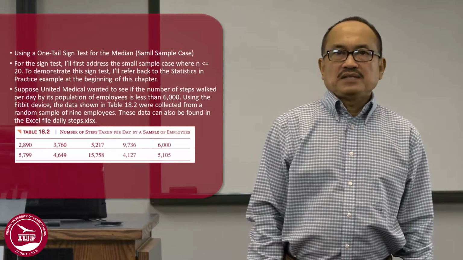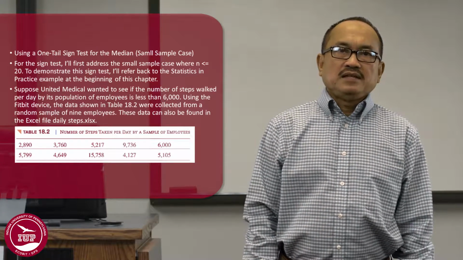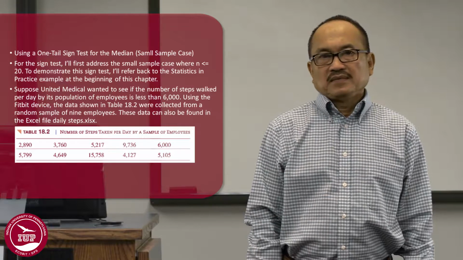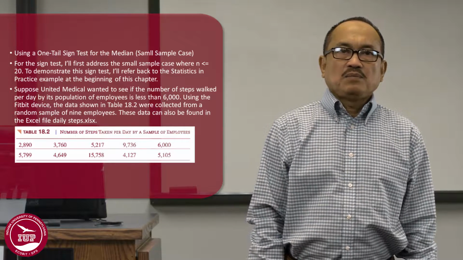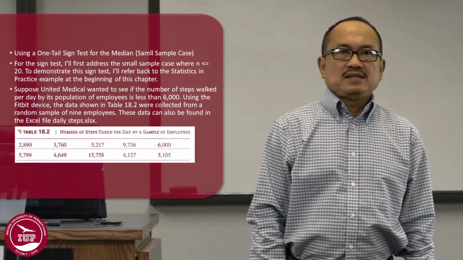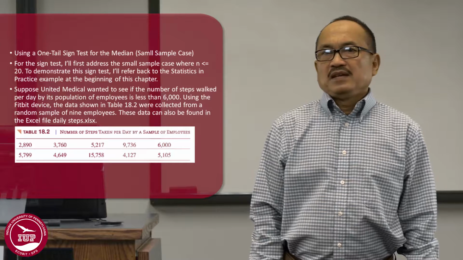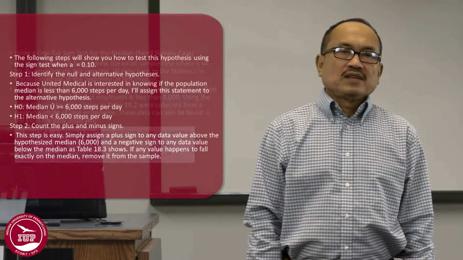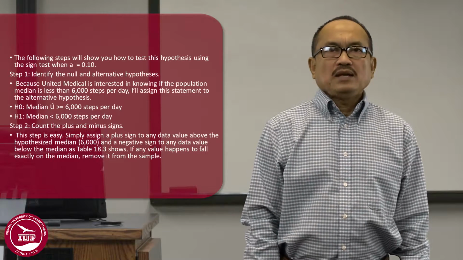For the sign test, I'll first address the small sample case where n is less than or equal to 20. To demonstrate this sign test, I will revert back to the statistics in practice example at the beginning of this chapter. Suppose United Medical wanted to see if the number of steps walked per day by its population of employees is less than 6,000. Using the Fitbit device, the data shown in Table 18.2 were collected from a random sample of 9 employees. This data can also be found in the Excel file dailysteps.xlsx.